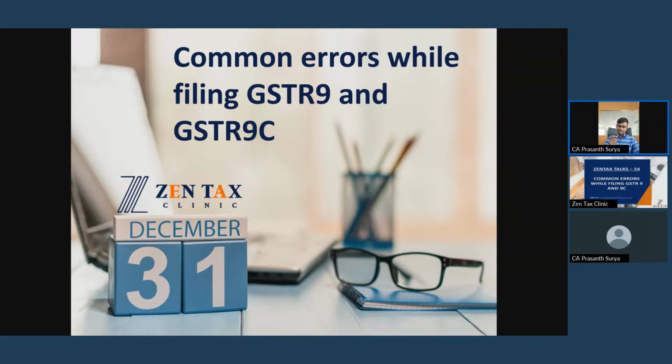We all know that GSTR9 in itself doesn't automatically create any liability. While filing GSTR3B, we can only file after paying the liability. But in GSTR9 or 9C, it is not the case. Even if you file the entire turnover as unreconciled turnover, it will allow you to file.